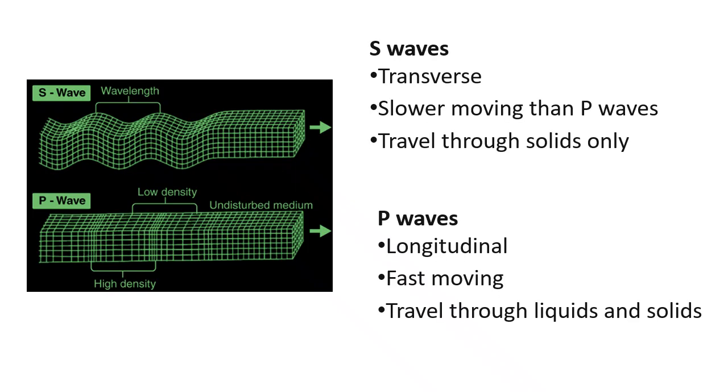Okay, so these are just extras. S waves are transverse, they are slower moving than P waves, and they travel through solids only. P waves are longitudinal, fast moving, and travel through liquids and solids.